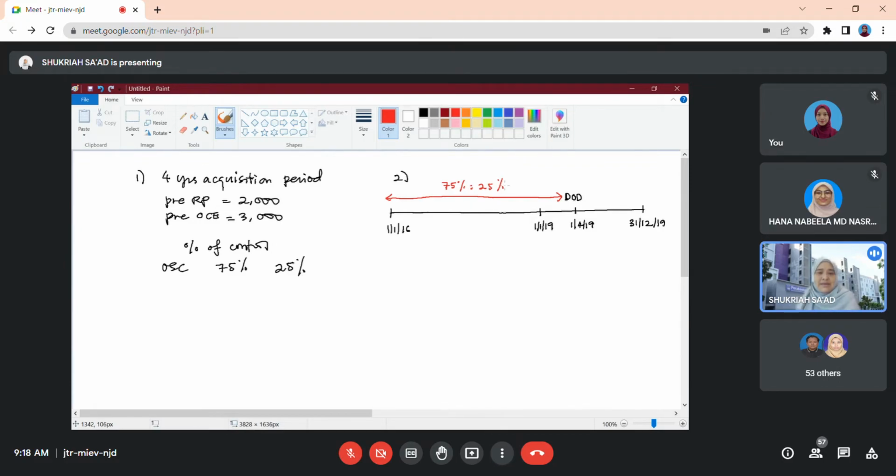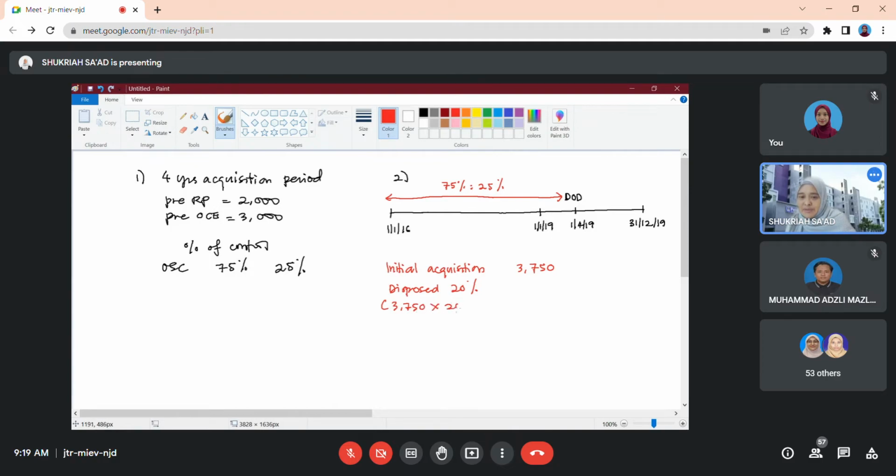Okay, so on 1st April ni, dia dispose kat sini, dispose 20% of its shares in Nova. So berapa first kali initially dia acquired, initial acquisition, share adalah sebanyak 3,750. Now dia dispose 20%. Berapa kelas? 20% kalikan dengan 3,750 dapat berapa? Kalikan dengan 20%. Berapa kelas? 750. Okay.